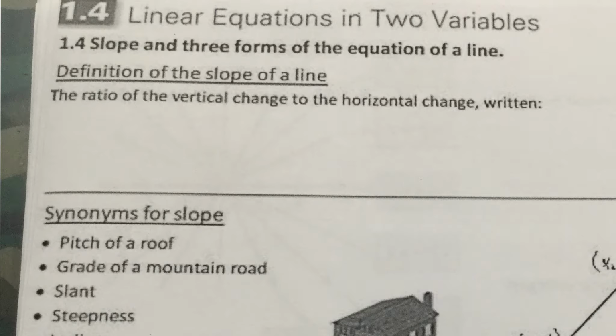Okay, so we start here with linear equations in two variables. It says slope and three forms of the equation of a line. That's what we're going to look at in this section. So first, what is the definition of slope of a line?